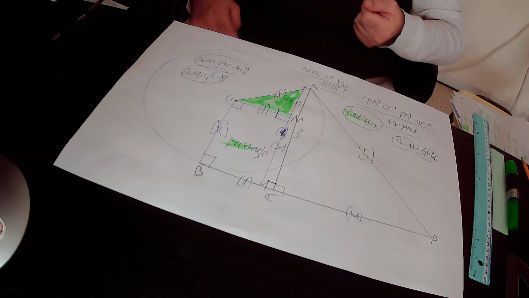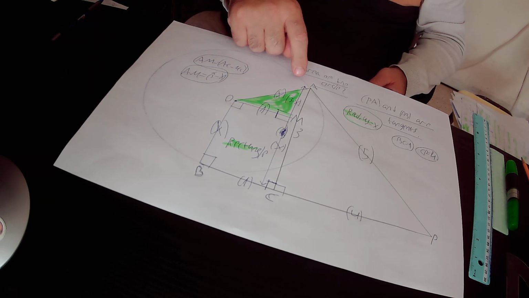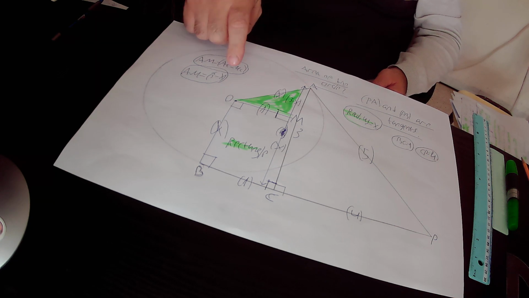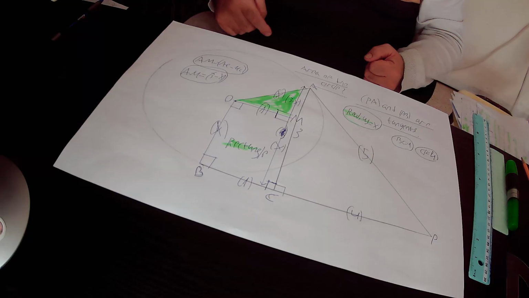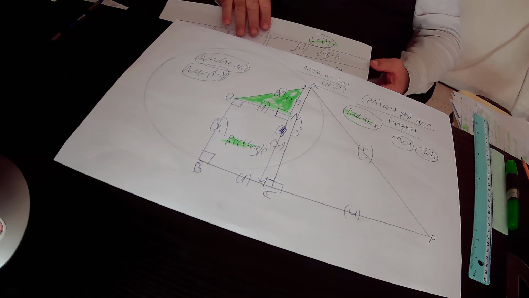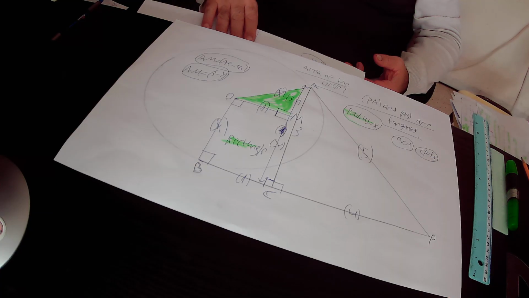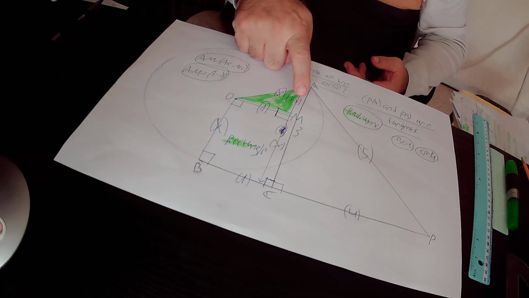In the next step, we join points O and A together by a line. Point O is the center of the circle, point A is a point on the circle itself, and therefore OA is the radius of the circle, which equals x. In the next step, we implement the Pythagorean theorem on this green right triangle OAM. According to the Pythagorean theorem, in this right triangle OAM, OA squared, that is the square of the hypotenuse, equals AM squared plus MO squared.